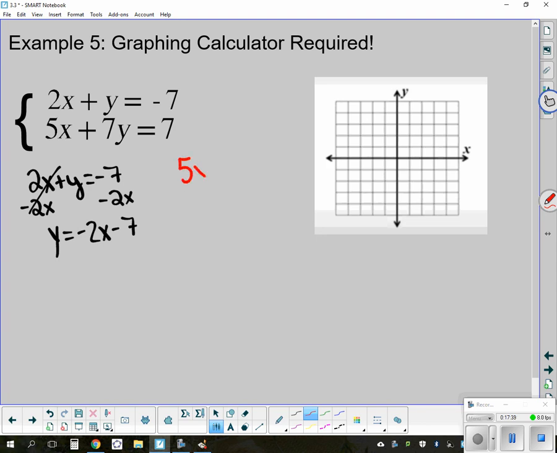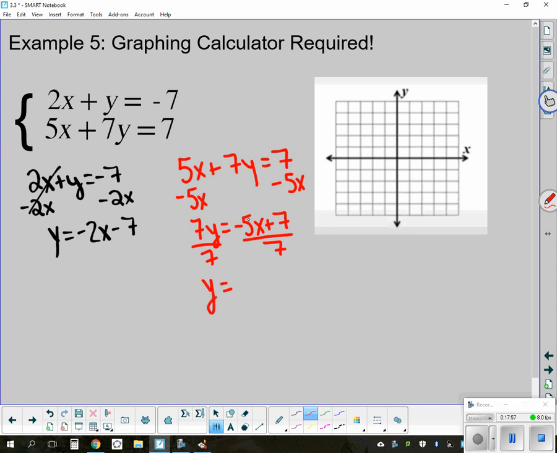Second equation, you would begin by subtracting 5x. And we get 7y equals negative 5x plus 7. And then you'll divide it all by 7. Y equals the first piece, the first division is just negative 5/7x, that doesn't reduce. And the second piece, positive 7 over 7, is 1.